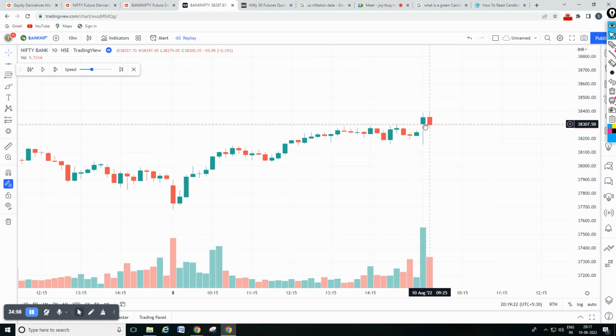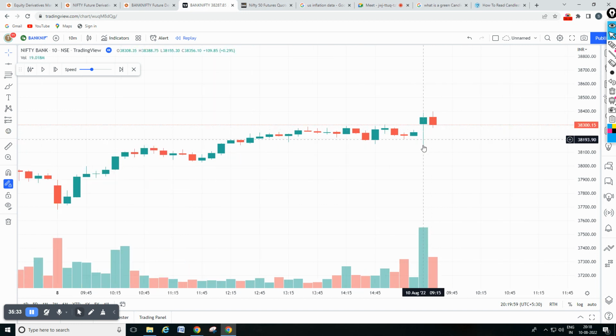You can have an idea: the sellers were initially pro and they took the price down, but it couldn't sustain. Immediately the price went up, the buyers came into the picture and took the price up. That means the sellers lost in this picture. Initially the sellers were winning; when the market was opening, it was a huge red candle. You can see that the bottom point is quite low. Immediately the buyers came into the picture and took the price up, and finally in a 10-minute candle they won and it closed in green.